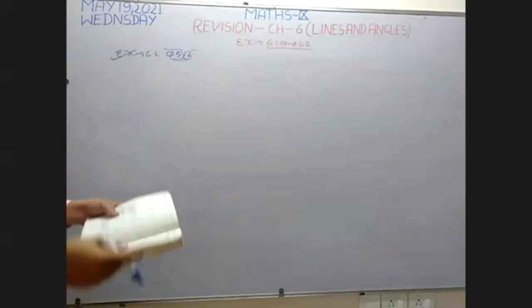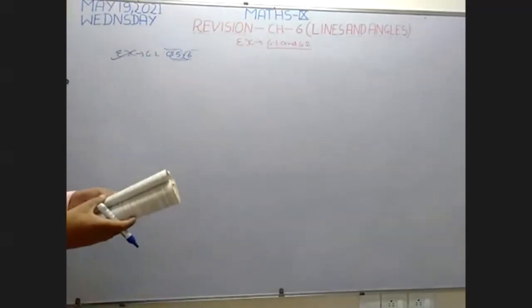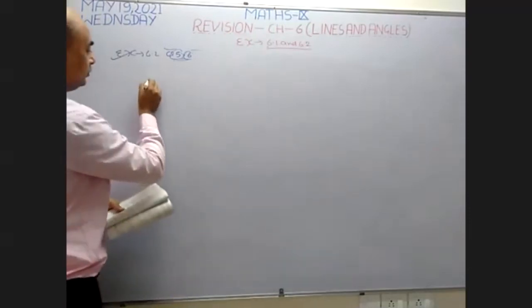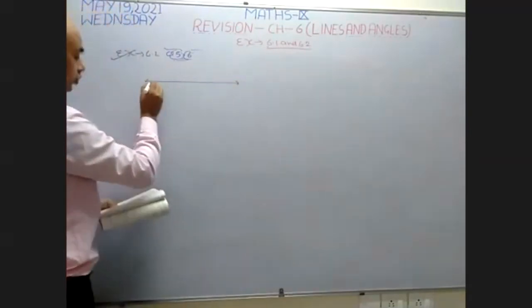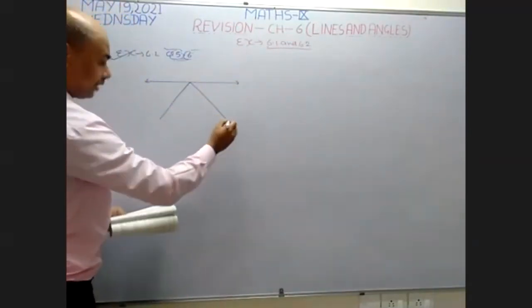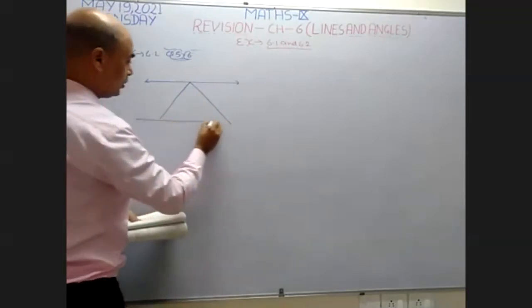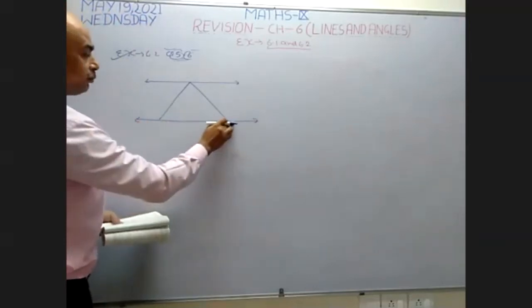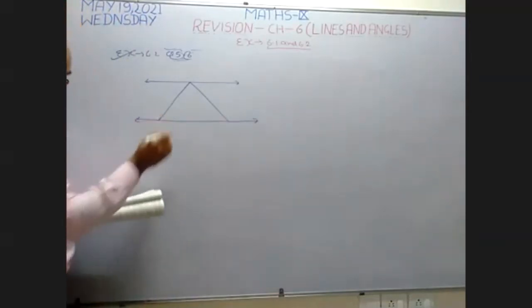Question number 5. Okay, beta. Now see what is given in question number 5. First, I want to draw the figure. This is the figure of this question. This question is again a very important question, and very simple also.